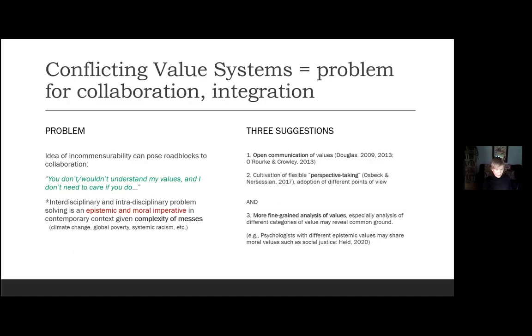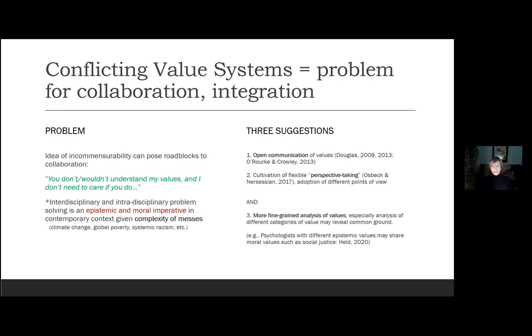The problem, though, if we stick too rigidly to an understanding of methods as value systems, is that it can lead to a kind of siloing, right? To a kind of embracing of one's own value system, and the assumption that my value system is incommensurable with yours. That's good for some purposes, but it's not very good for collaboration, right?